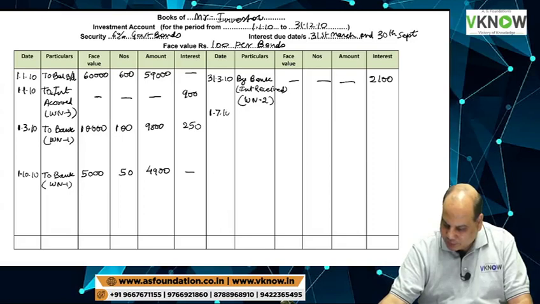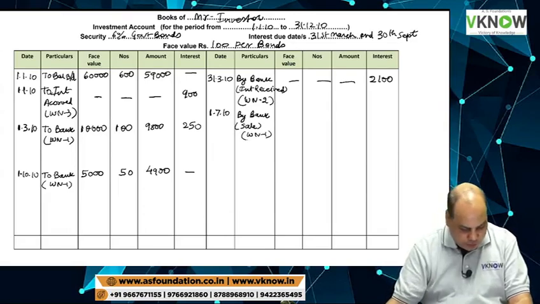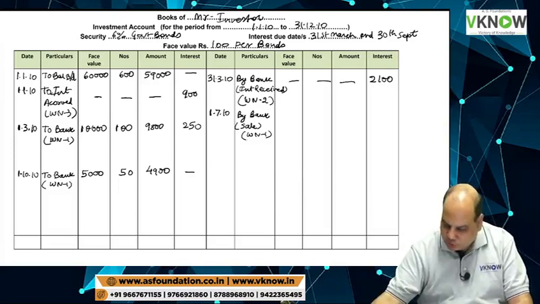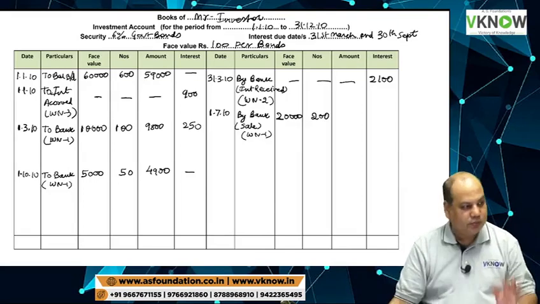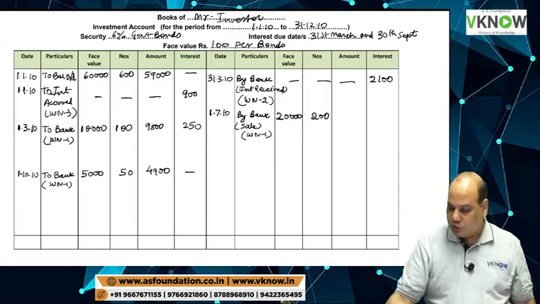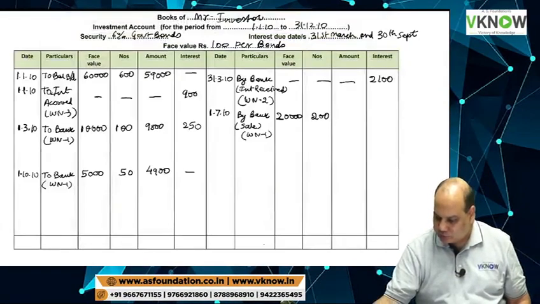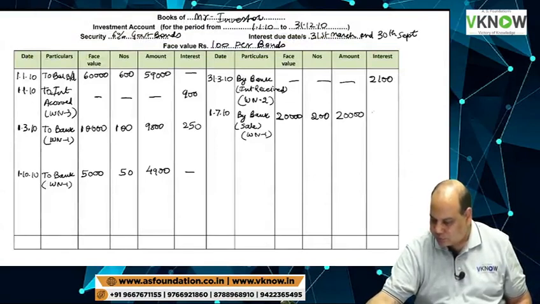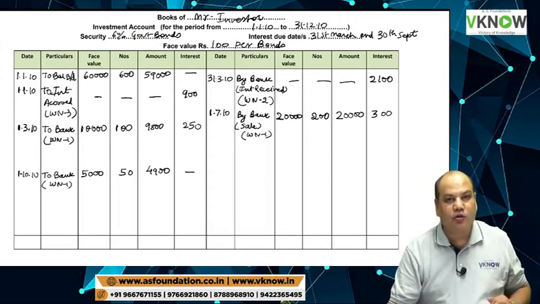1st July 10 by bank, sale. Working note 1. Face value sold is 20,000. Quantity sold 200. But the amount I have to check here. Amount is 20,000 ex interest and 300 rupees interest. So 20,000 and 300. Wait, there is a profit on sale also.